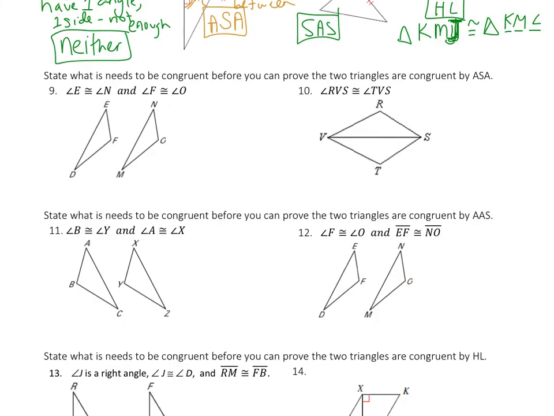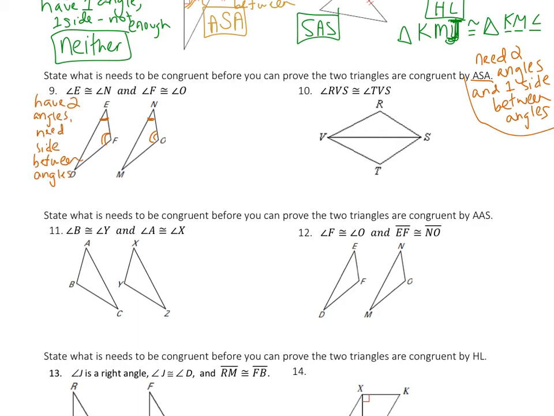9 and 10, we want to figure out what is missing so that we can prove that they're congruent by angle, side, angle. So remember, we need 2 angles, and the side has to be between the 2 angles. Remember, you also want to write down in your picture what is congruent. So our angle E is congruent to angle N. We have angle F is congruent to angle O. So we have 2 angles, but we need a side that's between the 2 angles. This tells us that since the side has to be between the 2 angles, EF would have to be congruent to NO.